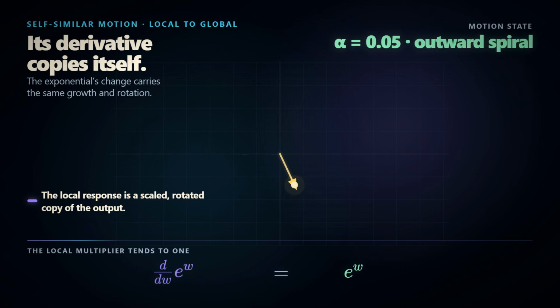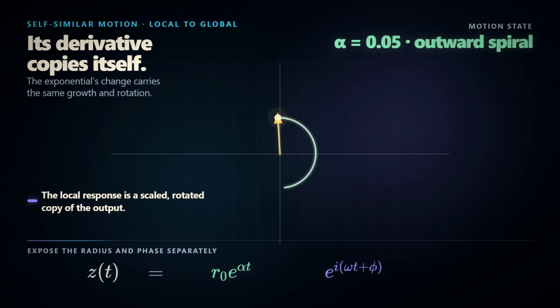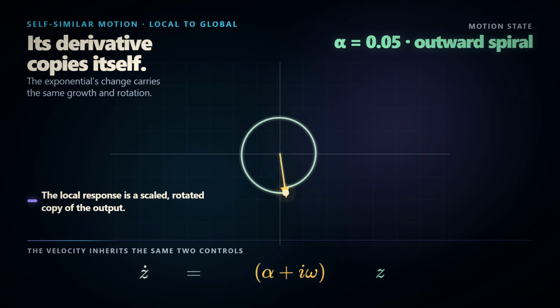Turn the map into motion. Start from z0 with radius r0 and phase phi. Then define z of t equals z0 times e to the (alpha plus i omega) times t. Split the exponent. The result is r0 times e to the alpha t times e to the i (omega t plus phi). Alpha controls growth or decay of the radius. Omega controls angular speed. Differentiate once, and the velocity is (alpha plus i omega) times z.